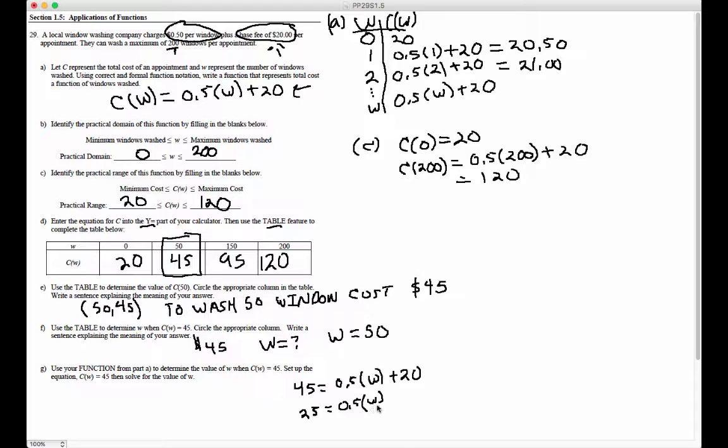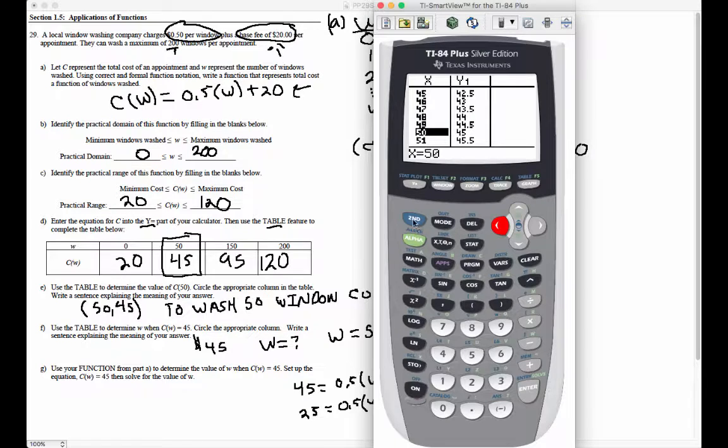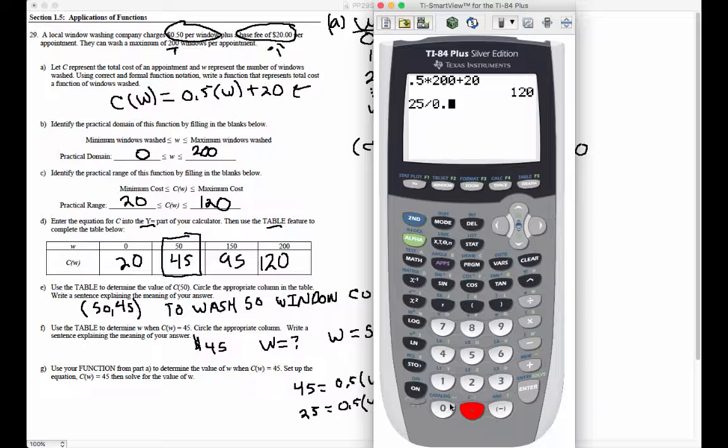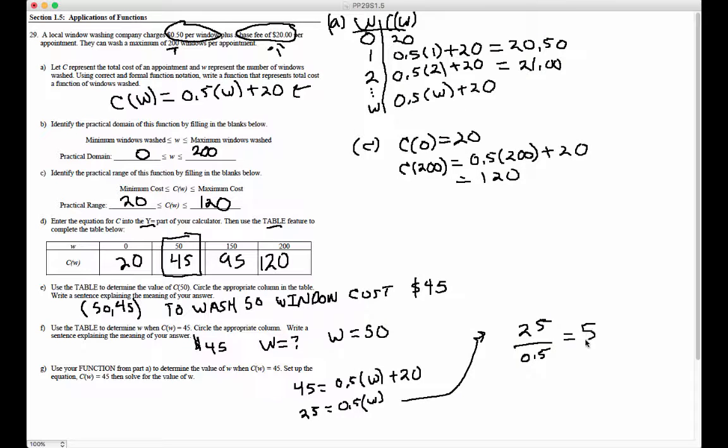Come on up over here because I'm running out of space. Take 25, divide that by 0.5, and let's see what we get there. And oh, look at that, we got back 50.